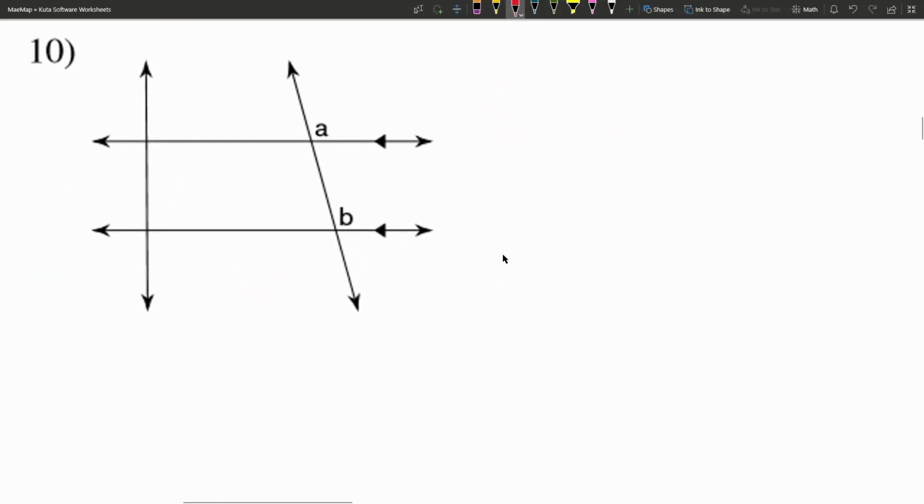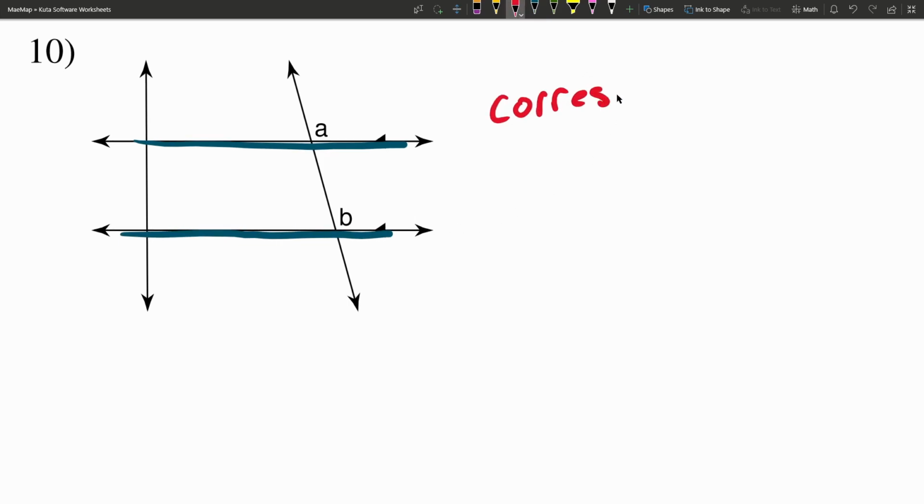Lastly, for number 10, locating those parallel lines here and here, we will see that A and B are corresponding angles. Why are they corresponding? Well, B is in the same position on the parallel line here as angle A is on the parallel line up above. So they are corresponding angles.